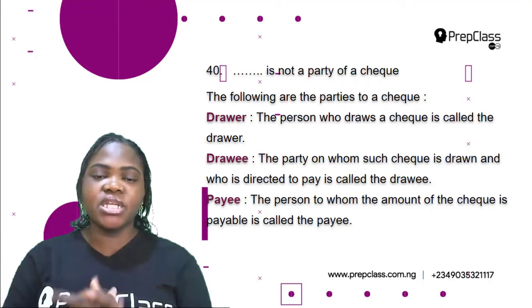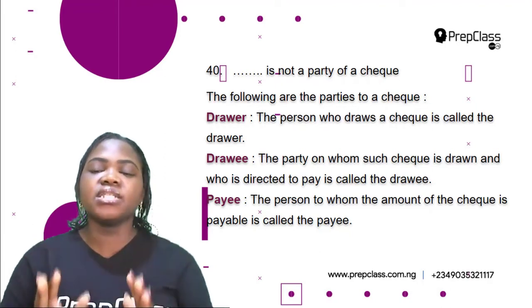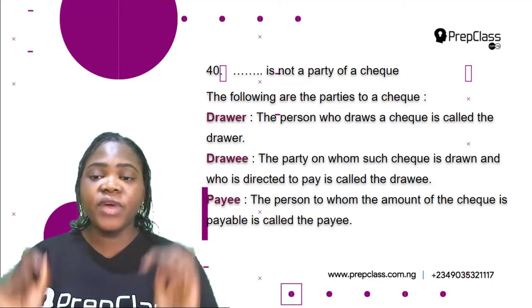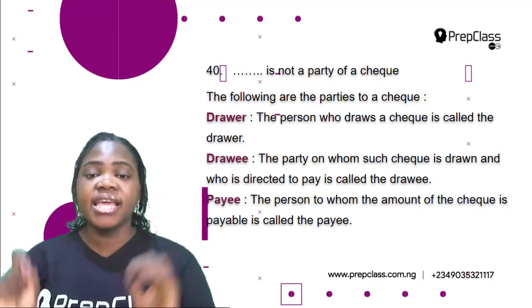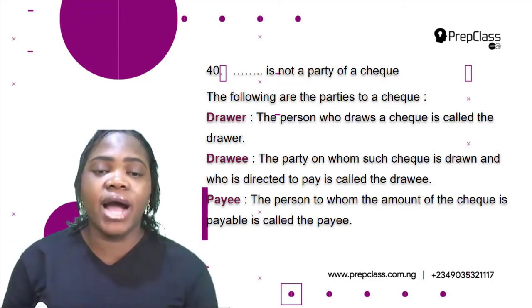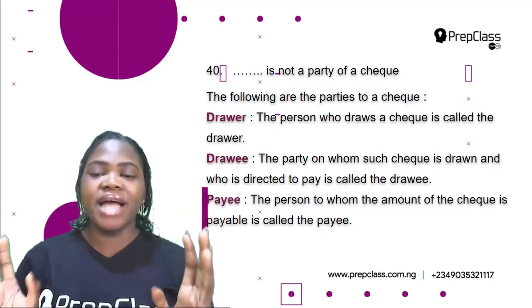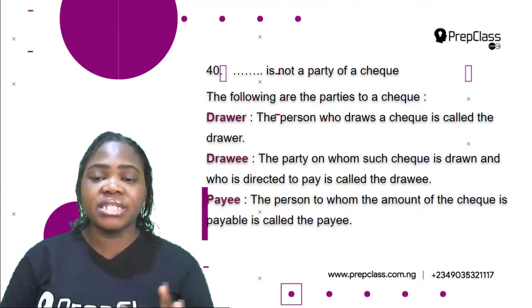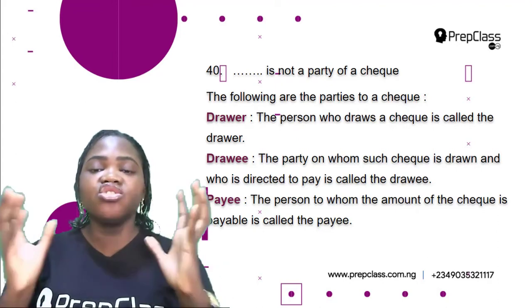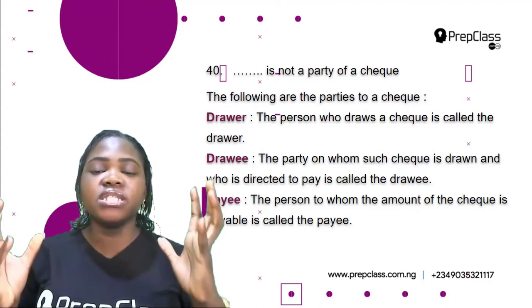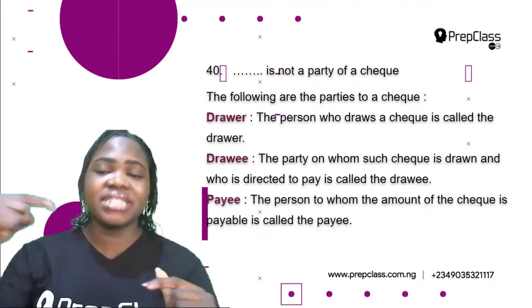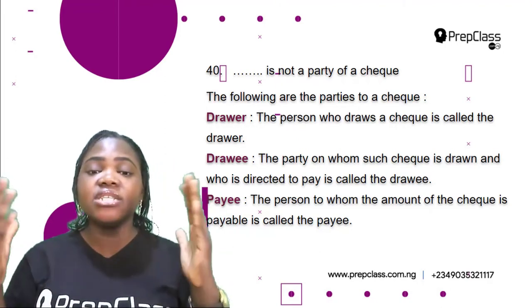So let's find out the meaning of each of them. So the person who draws a check is called the drawer, while the drawee is the party on whom such check is drawn and who is directed to pay. So this is the drawee. This is the party on whom the check is drawn and who is directed to pay. So this is the drawee.